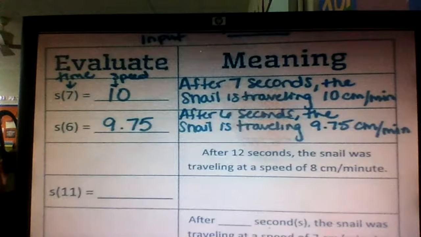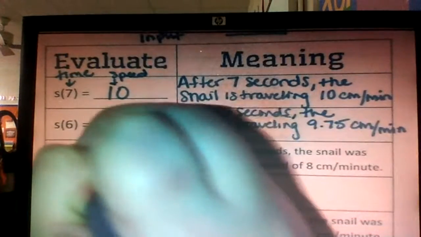The next one gives you the meaning. They want you to work backwards and tell me that's going to be S of what? What's my input? 12. Remember, your input is your time. So S of 12 should equal 8. In a scenario like this, you can also graph.